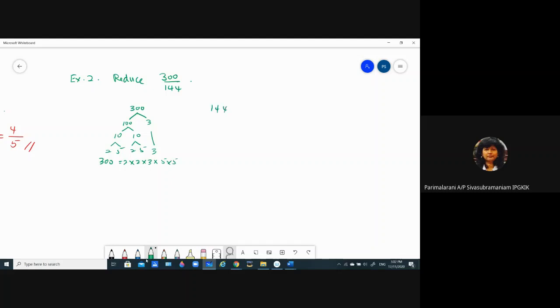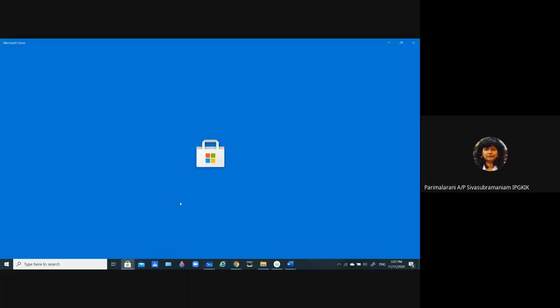Now 144, break it up into its prime factors. 12 times 12. Actually, you shouldn't forget this. We've done a lot of this. So this is 6 times 2, 6 times 2, which gives 2, 3, 2, 2, 3, 2. So 144 is 2 multiplied by 2 multiplied by 2 multiplied by 2 multiplied by 3 multiplied by 3.